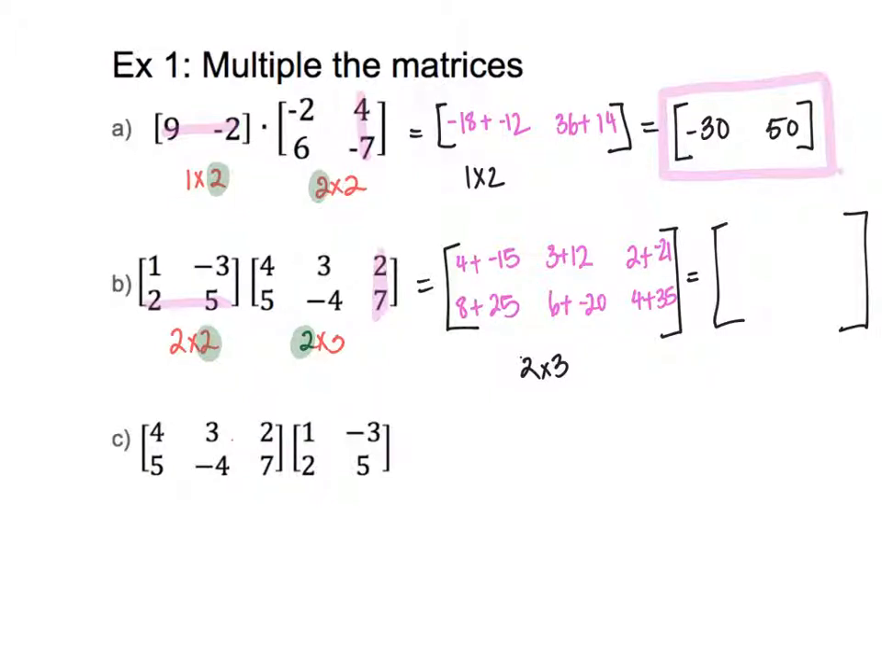So in this case, let's see. 4 plus negative 15 gives me negative 11. The next one here, 3 plus 12 gives me 15. The last one, we have 2 plus negative 21 is negative 19. And then the second row here, we have 8 plus 25, which is 33. And then 6 plus negative 20 is negative 14. 4 plus 35 is 39.